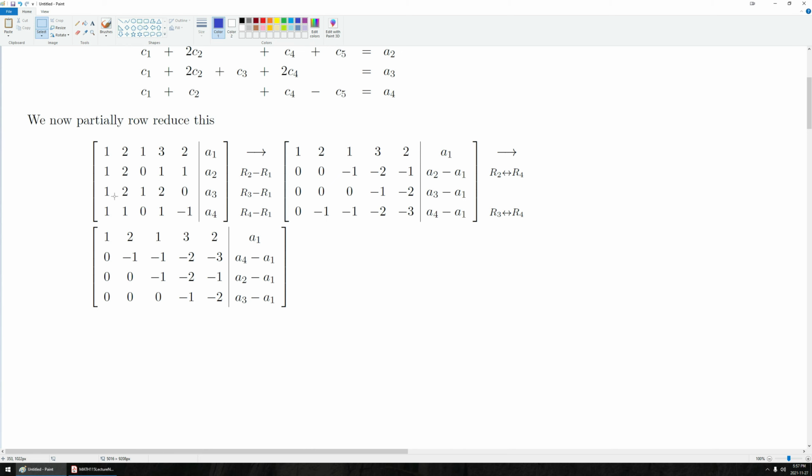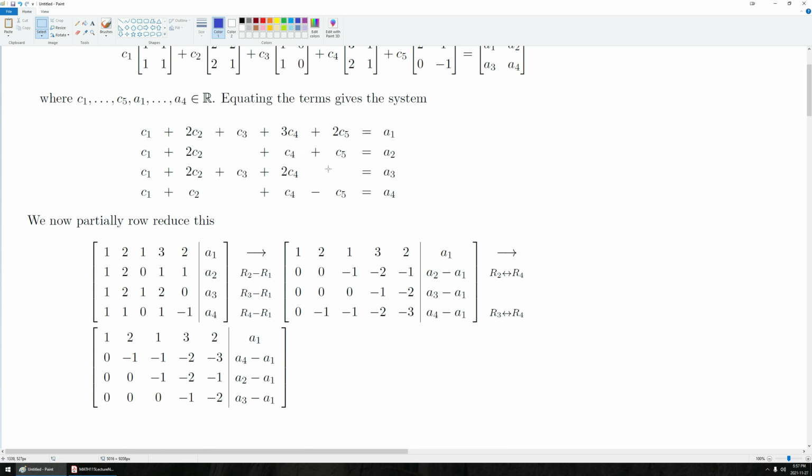So here, this was my original system. Just plugging these in here gives me this augmented system. And here I can notice, hey, I have this one here. Let's use it to get rid of these terms down here. So if I do these 3 row operations, I can get rid of the ones down here. So if I do this, I simply get this term here.